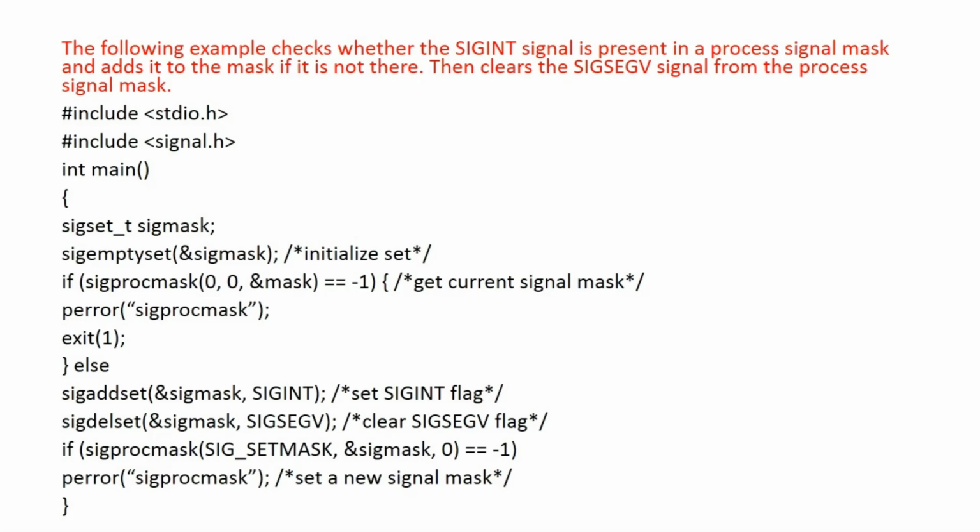After that you call the API sigprocmask again, and the first argument is SIG_SETMASK. We are going to set those signals. If it returns -1, then you will get an error message. So this is the way to set signals and remove signals from the signal mask.